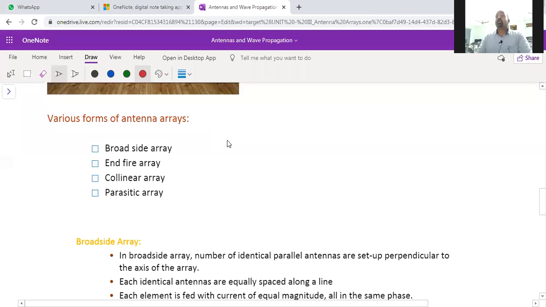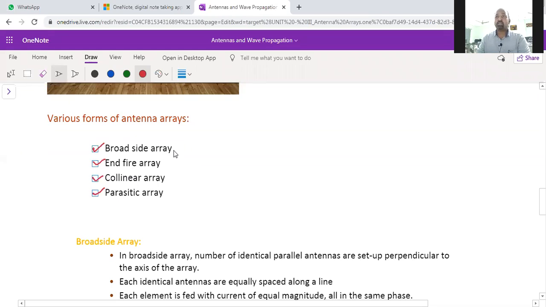Right? So in today's class, I'm going to discuss the various forms of antenna arrays. Very important, so definitely you'll get one question from this topic. There are different forms of antenna arrays: broadside array, end-fire array, collinear array, and parasitic array.